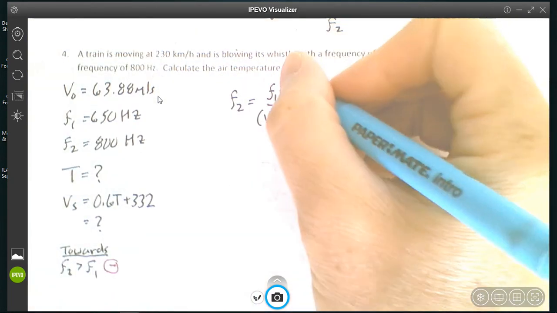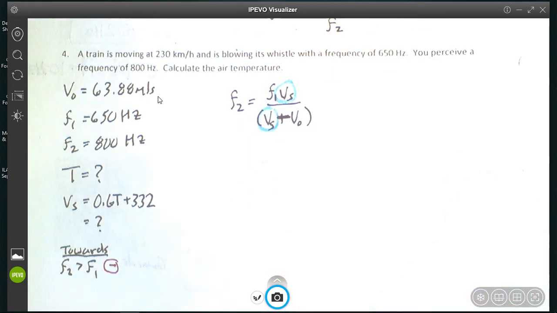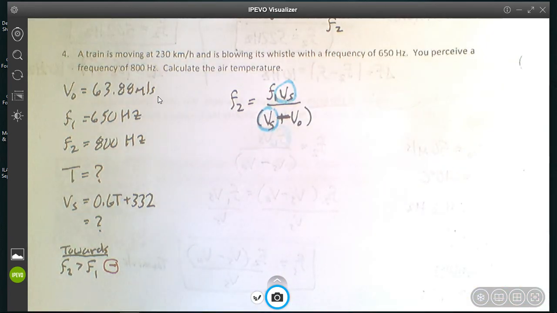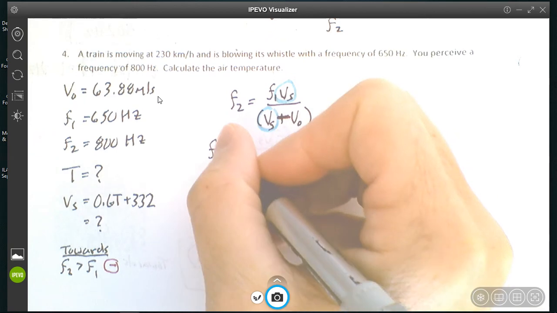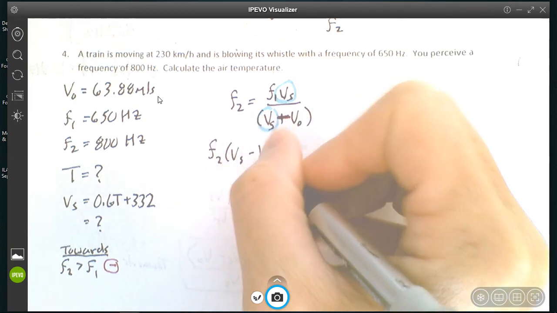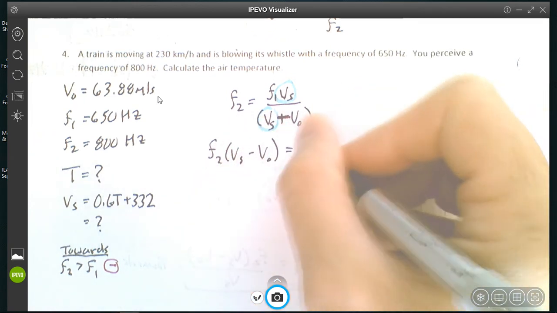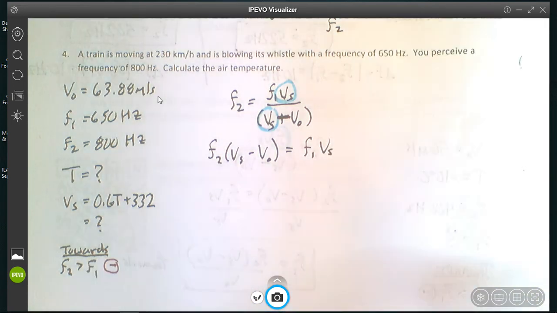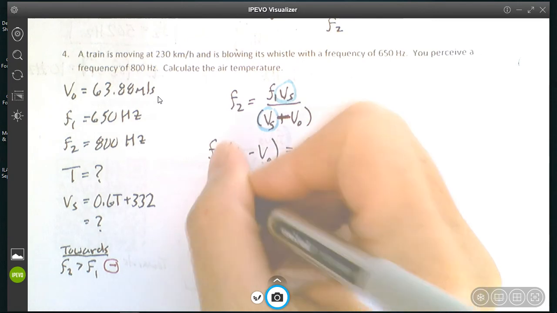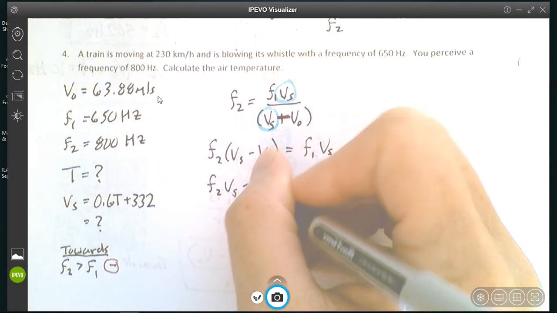Because right here you've got your VS and you've got your VS. And you're like, well, how do I solve it when there's two VS's in there? And again, the rule of thumb is just don't panic, right? There's no point in doing that. Just follow the math. Just bring the denominator up. F2 times VS minus VO equals F1 VS. You can't have VS's on both sides, so we just have to multiply the brackets out. Again, pause now and you can figure it out from here.